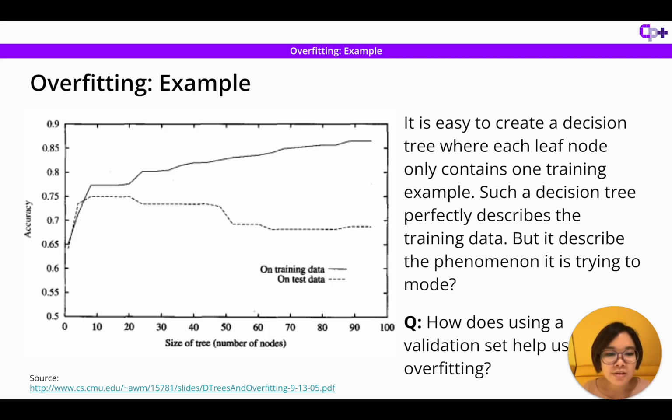Okay, so that is the problem. That is the problem of overfitting. And how do we overcome that? By using a validation set. We'll be talking about validation set when we do our practicals. So just KIV this question, we'll come back to it.